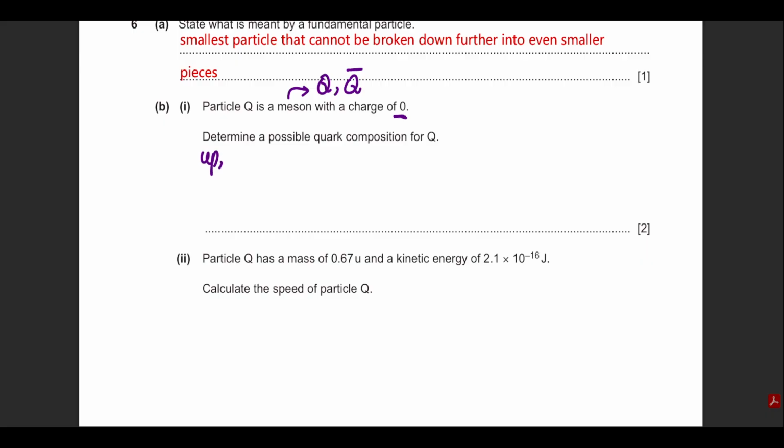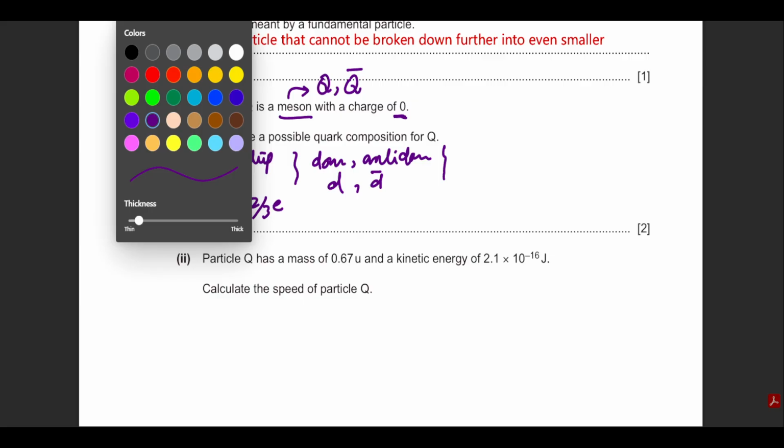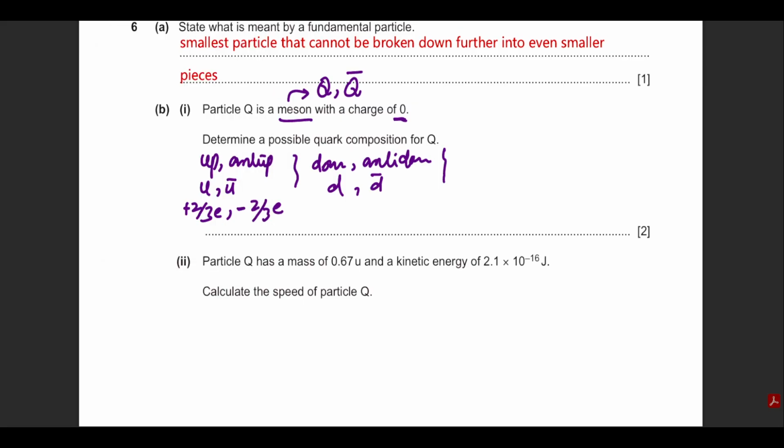So it could be up and then anti-up, U dash, or down and then anti-down, so this is D dash like this. It could be top or anti-top, it doesn't matter. And for the charge, it will be positive 2 by 3e and then negative 2 by 3e. That is what a meson is. Then we have baryons. Baryons have 3 quarks, and they are generally protons and neutrons. So that's a family tree that you have to memorize.